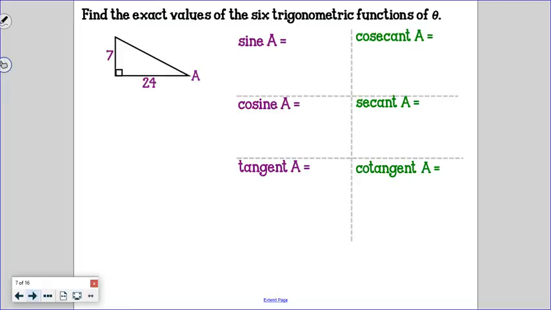One thing we need to talk about in the directions is this. It says find the, and then we've got this phrase, exact values. You are not allowed, when it says exact values, to get decimal answers. We are going to simplify radicals. We are going to simplify fractions. Always.